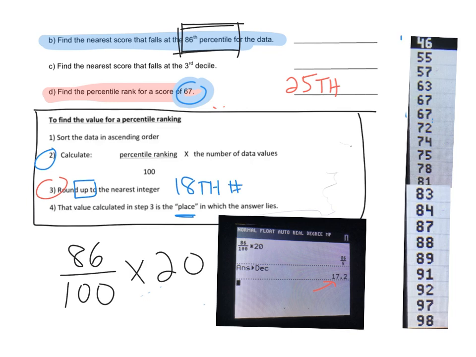Well, remember, I had 20 numbers. The first number was 46. The 20th number was 98. Here, the 18th number is 92. So we say that 92 corresponds to the 86th percentile. So that's what you do when you're given a percentile rank.